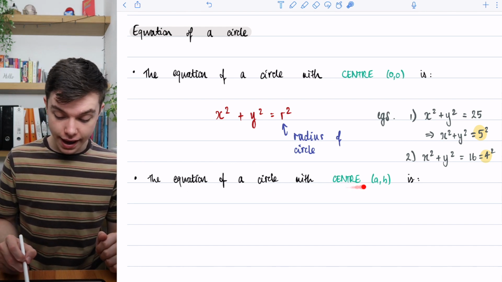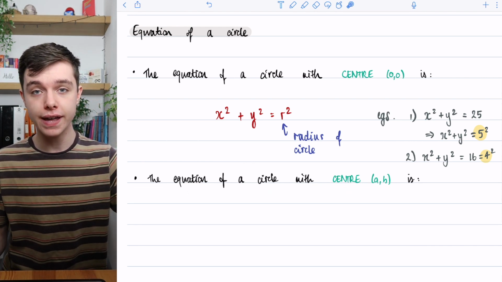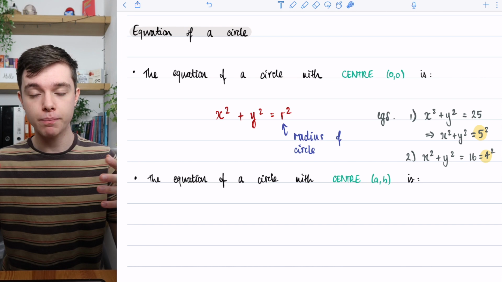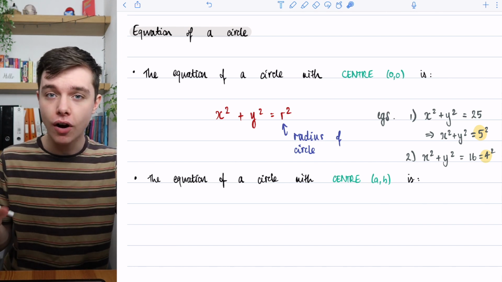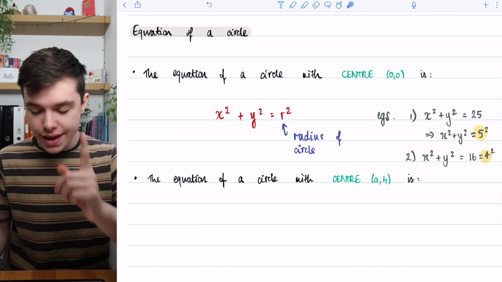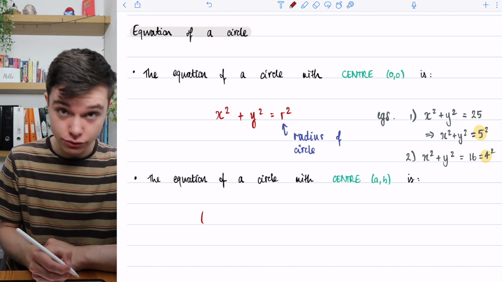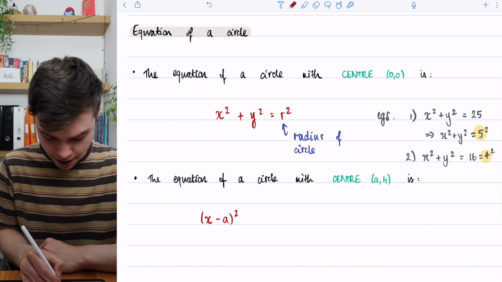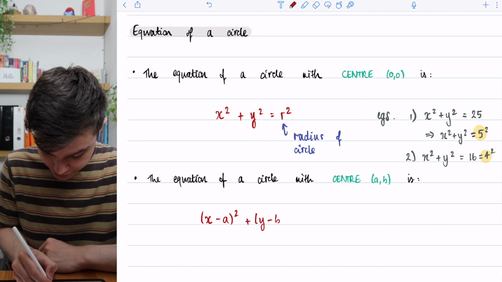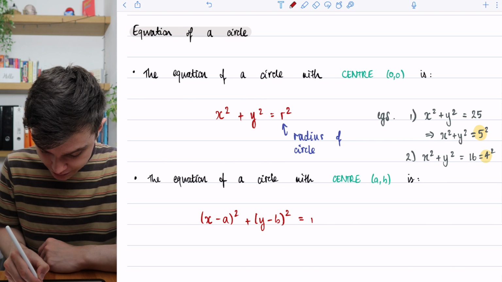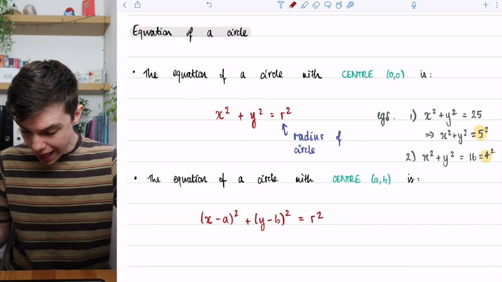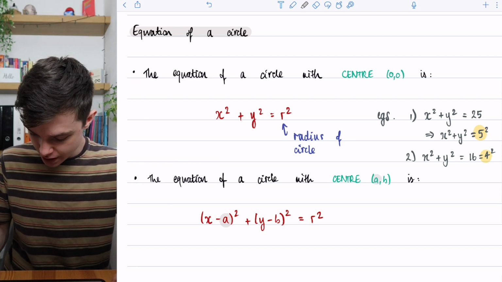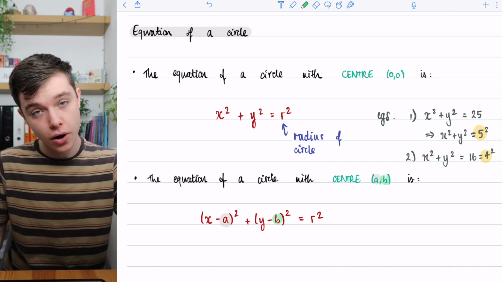However, if we have a centre at (a, b), it actually does work for the centre at the origin too, but this is just a general point (a, b), anywhere on the graph or anywhere on the axes. If we've got that, then this is the equation of the circle. We're going to introduce some brackets. We have x minus a, we square that, we add y minus b, we square that bracket, and that's equal to the radius squared. Where have a and b come from? a is the x coordinate of the centre and b is the y coordinate of the centre.